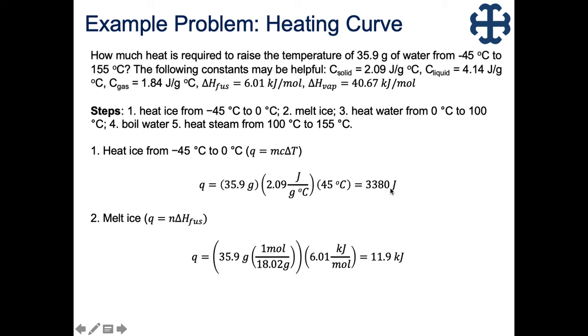Our next step would be to melt the ice, and if we're undergoing a phase transition, we want to use our Q equals n ΔH, in this case ΔH fusion, because we are melting, going between a solid and a liquid. If we start with a mass, something you'll notice here is that the enthalpy of fusion values are given to you in kilojoules per mole, so we need to take that mass that we start with and convert it into moles, using the molecular weight of water, then multiply it by our enthalpy of fusion. When we do that, we get 11.9 kilojoules for the phase transition.